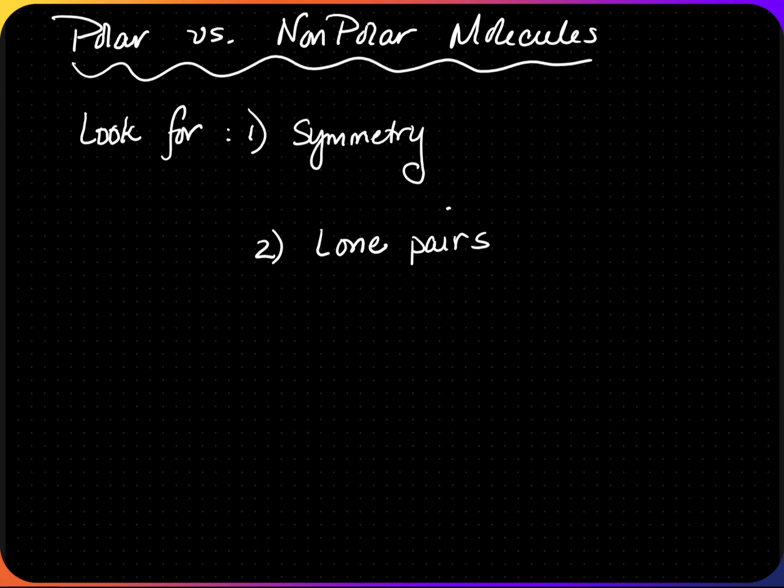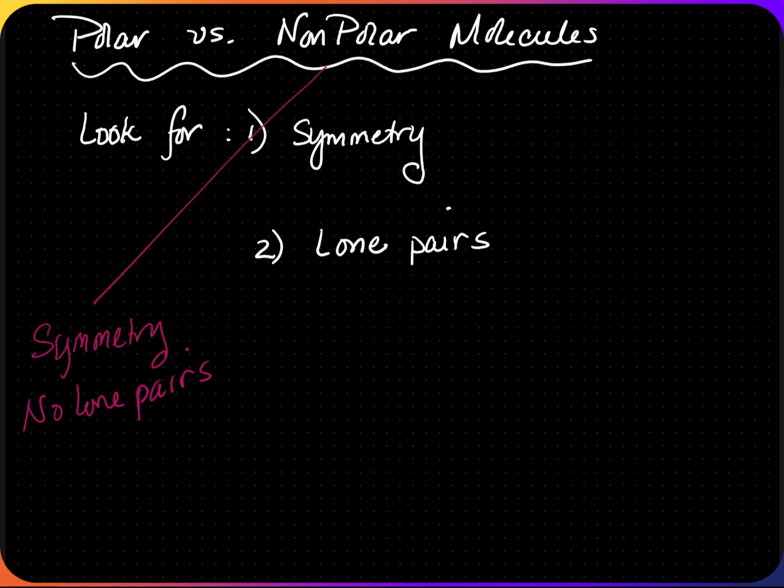So to determine the polarity of a molecule, when we're talking about the overall molecule, you're going to look for symmetry. Symmetry means everything on the outside has to be exactly the same. And you look for lone pairs. Nonpolar molecules must have symmetry and no lone pairs. So when we are talking about symmetry, it has to be the same throughout.